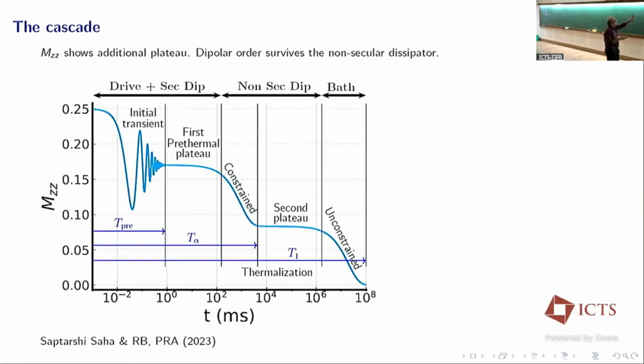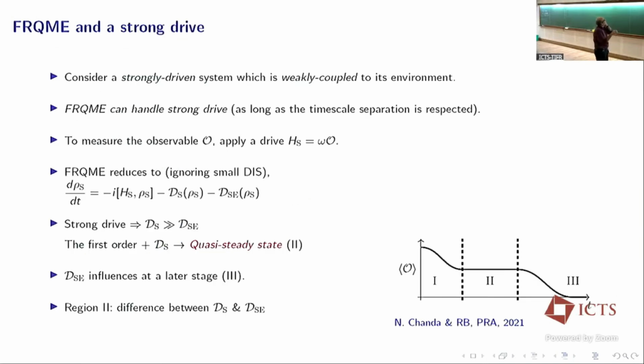So after having explained the spin locking part, we look at what happens when you apply a strong drive to a system. Now, this FRQME, fluctuation-regularized quantum master equation, can handle strong drive as long as the drive amplitude squared times tau c, the environmental correlation time, is much smaller than the drive amplitude, so that the convergence happens.